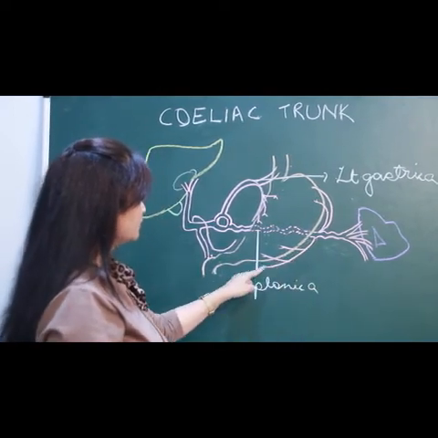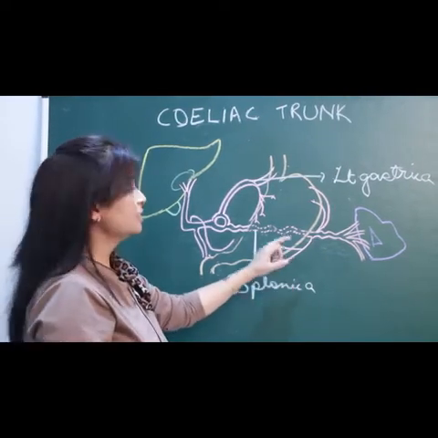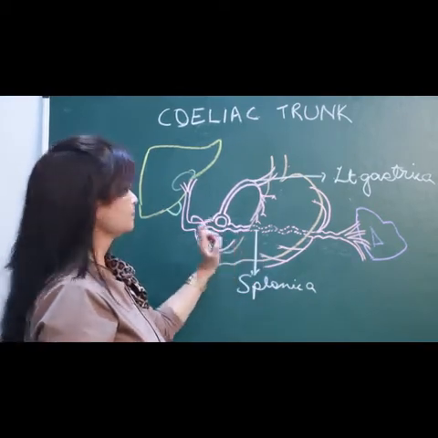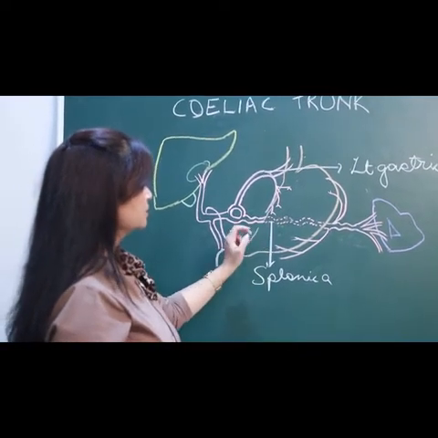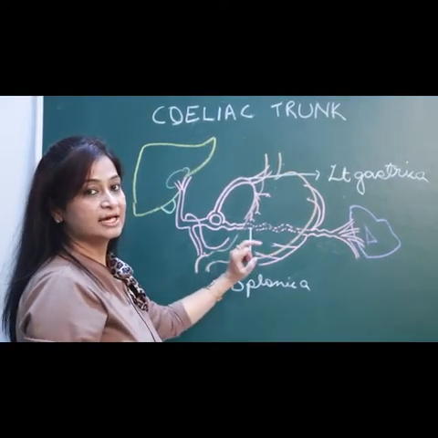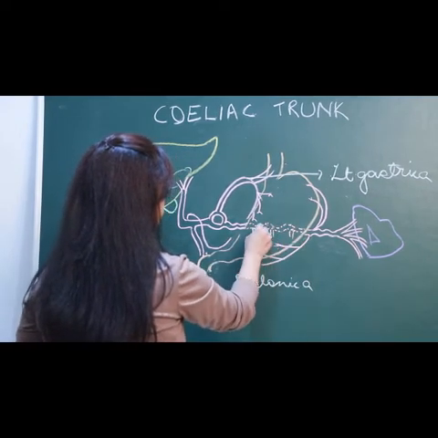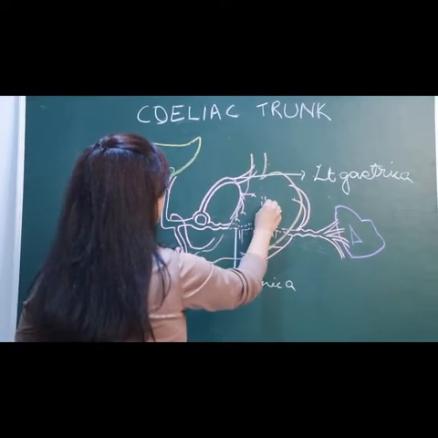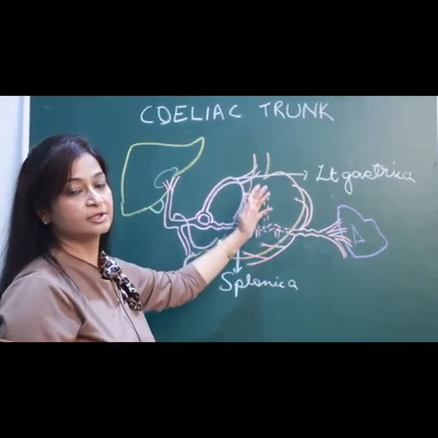Also, it gives off a branch known as the left gastroepiploic artery, which will supply this part of the greater curvature of the stomach. Now when it is passing behind the stomach, this is where the upper border of the body of pancreas lies. So here it will give off a few pancreatic branches, and also it gives off a branch known as the posterior gastric artery, which supplies the posterior surface of the stomach.